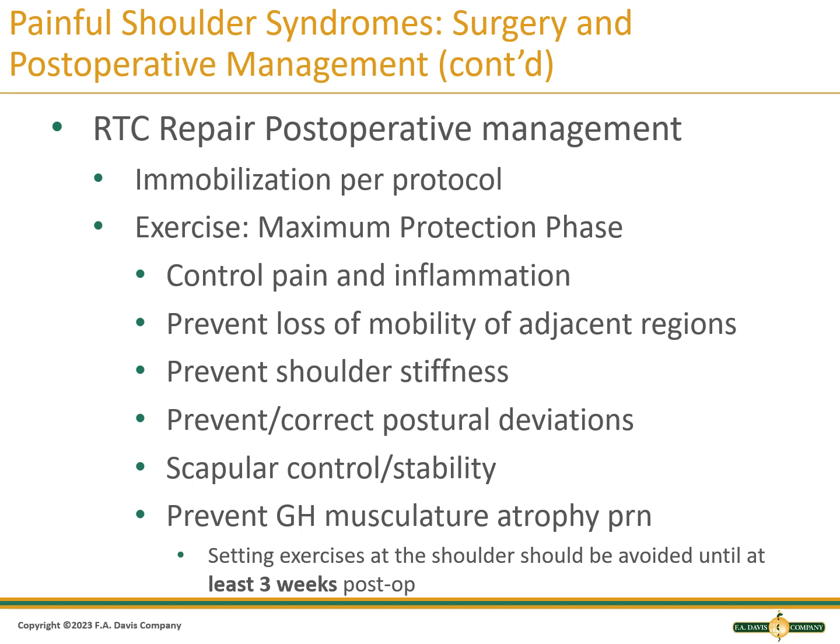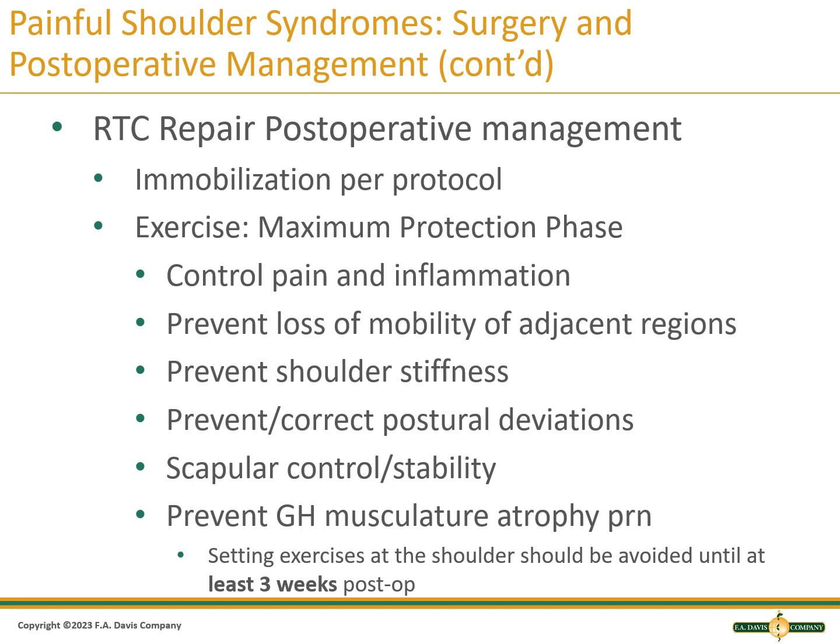During the maximum protection phase, we're going to focus on controlling pain and inflammation, so we'll utilize ice, we'll keep them moving as much as we're allowed to for the joint nutrition. For inflammation, we'll teach them about positioning and how to prop themselves up to, again, reduce inflammation. We're going to prevent loss of mobility in the adjacent regions, looking at the spine, the scapula, the elbow, the wrist. We want to prevent shoulder stiffness staying within our protocol guidelines, so we will provide passive range of motion in appropriate ranges within the appropriate timeline as indicated by our protocol.